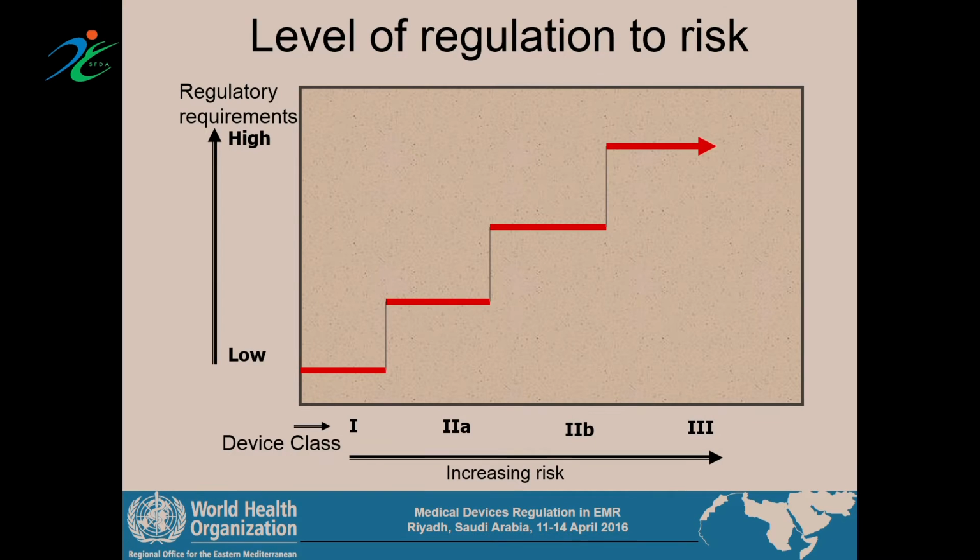And therefore, the relationship between the regulation and the risk should be directly proportional. Low risk has low regulatory requirements. Highest risk has the highest regulatory requirements. But do these requirements really look like the ones for medicine? If they look like them, why should we have a different program for medical devices? No, they don't, because of several reasons.